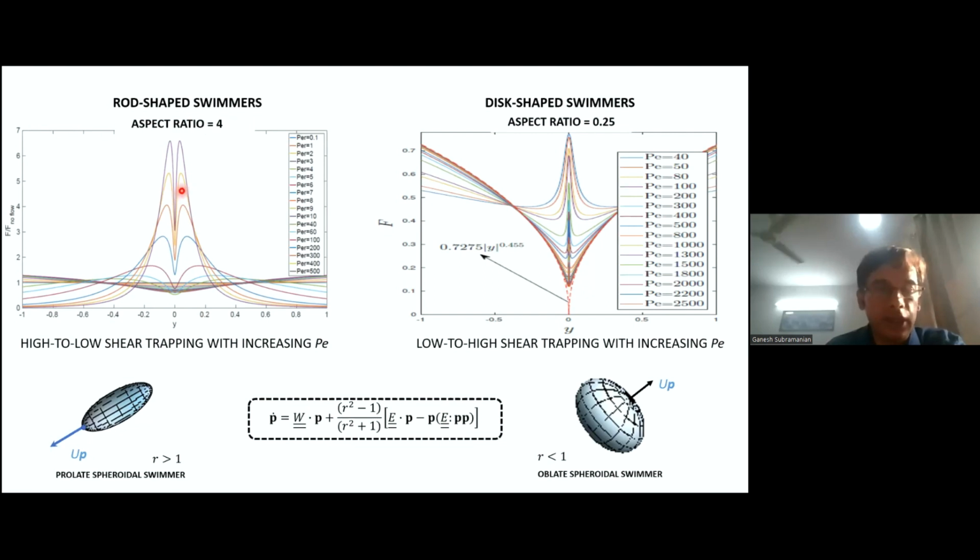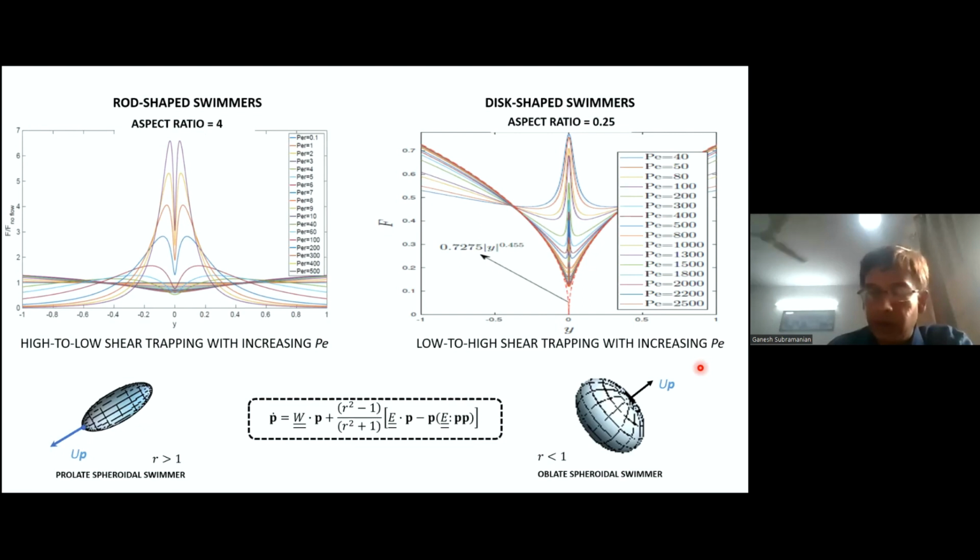And you can see that, as we have already seen for the prolate spheroid, there was an initial near center depletion that gradually became a near center excess due to a reversal in the direction of migration as Peclet increased. So you went from high shear trapping to low shear trapping with increasing Peclet. And oblate spheroids exhibit, expectedly perhaps, the opposite. Initially you had low shear trapping, but as you increase Peclet, the profiles dipped down, implying that you went from low to high shear trapping with increasing Peclet.